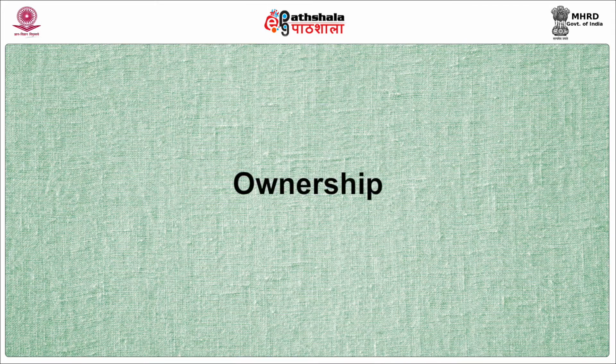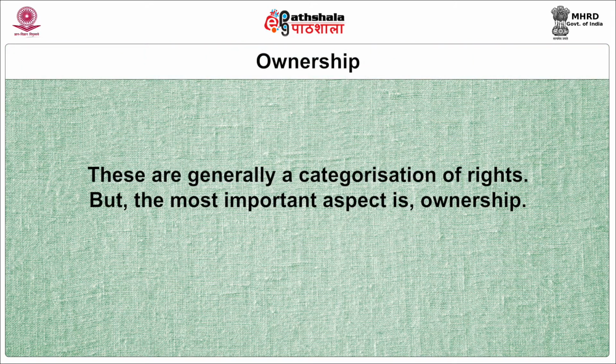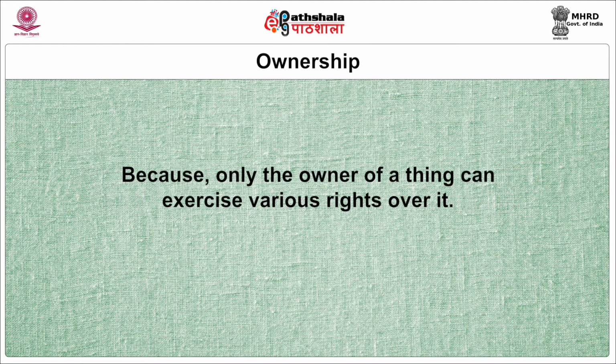For example, a grant of land to A in fee simple will give A a vested right of ownership. If there is a grant of land to A for life and then to B in fee simple if he survives A, B is given a contingent right. Then you have the concept of ownership. These are generally a categorization of rights, but the most important aspect is ownership, because only the owner of a thing can exercise various rights over it.